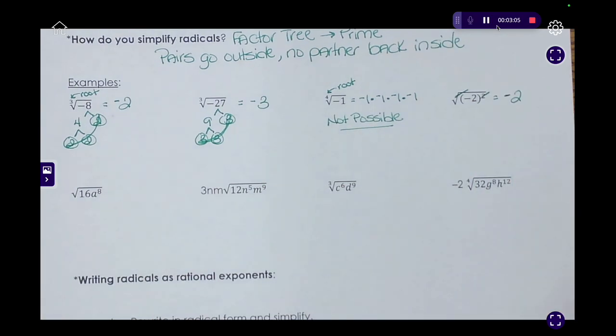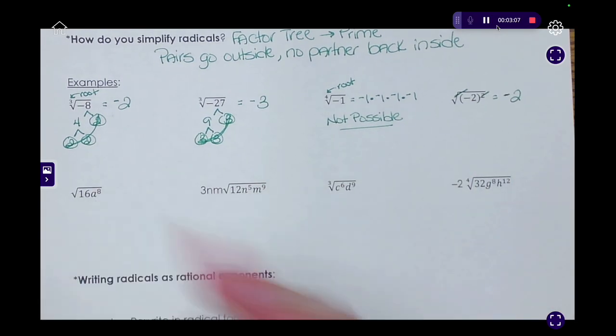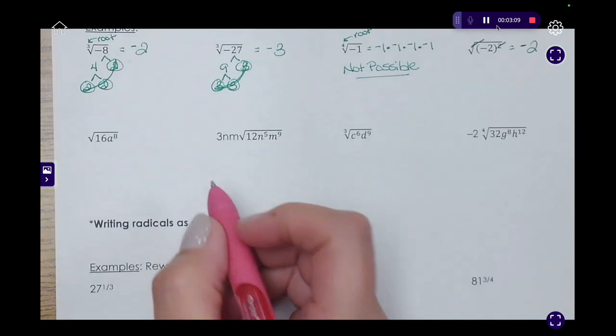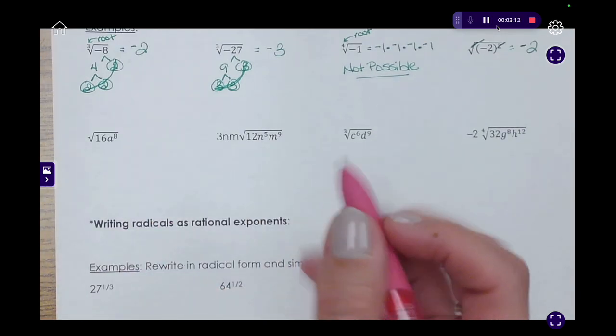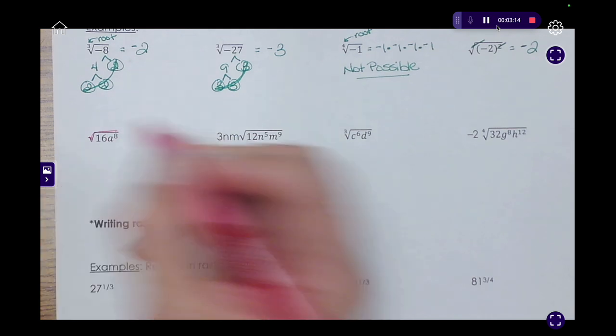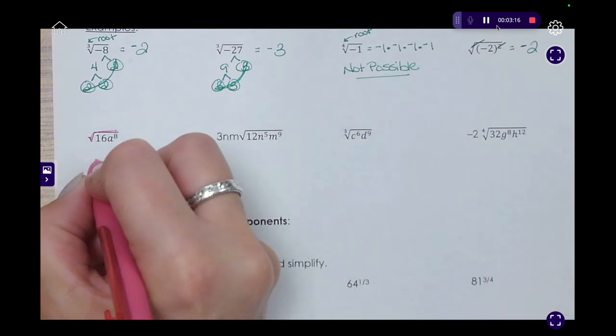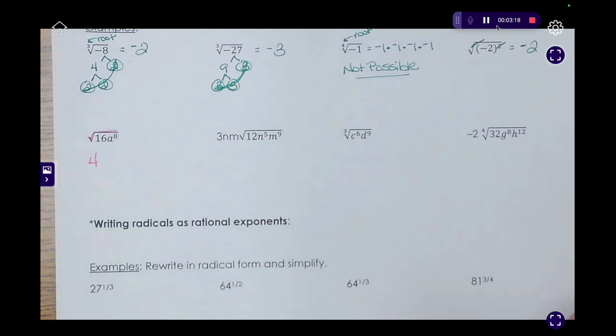Now, what we're going to introduce today is some of those variables. So we're going to look at variables the same way, okay? You're still going to be able to do the factor tree if you want. So right here, if I'm doing the square root of 16, I do know the square root of 16 is going to be 4. So that's a perfect square root.